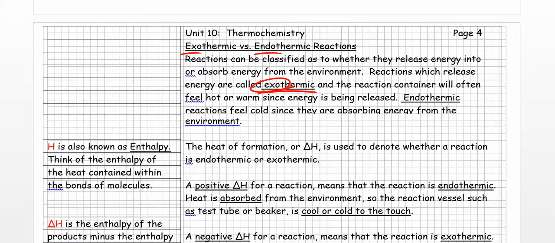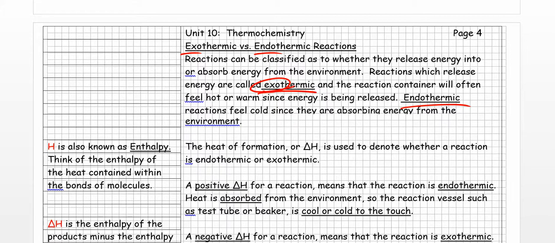It's going out. If you have an ex-boyfriend, where is he? He's gone. He's out, right? So exo means out, thermo means heat, so heat out of the reaction. And the reaction container will often feel hot or warm since energy is being released. Endothermic reactions feel cold since they are absorbing energy from the environment.